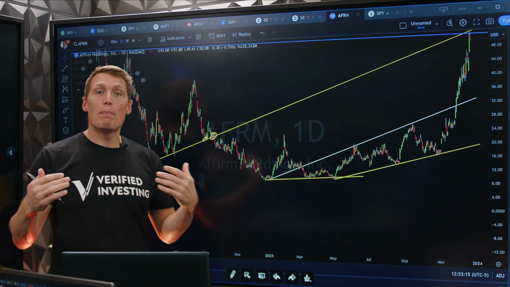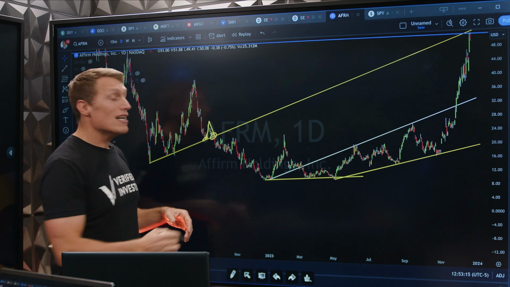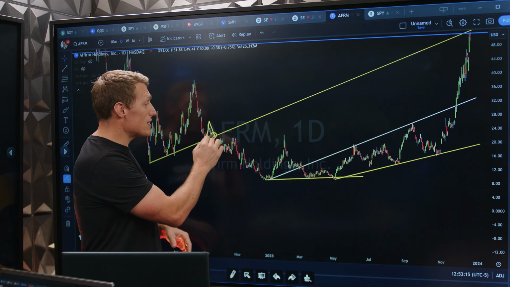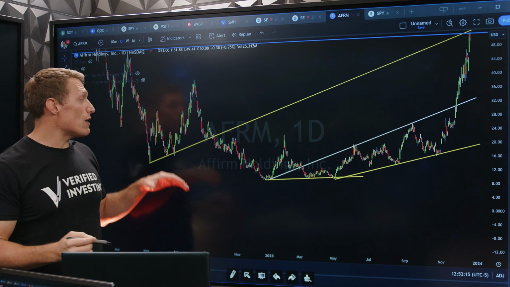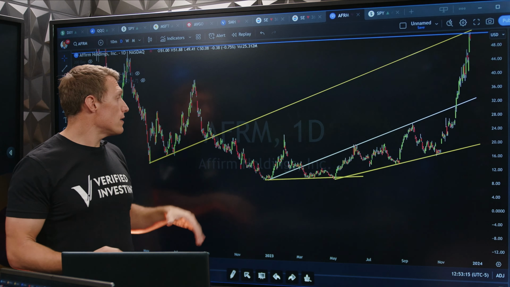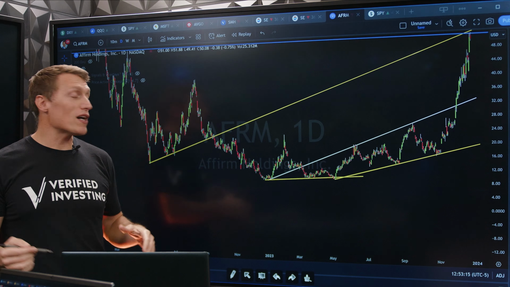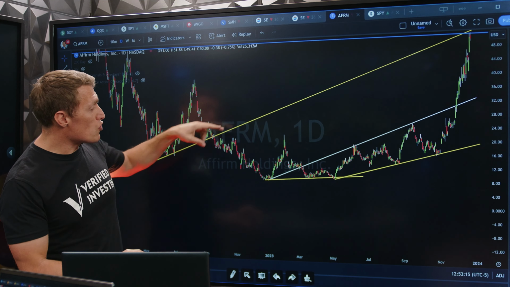So you can see here the fourth hit, it did get a bounce. It got a small bounce up here. And then the fifth hit, it bounced slightly, but then fell below. So what we know is that when trend lines get broken that were once support, they now become resistance. All right. So we have this drop here.